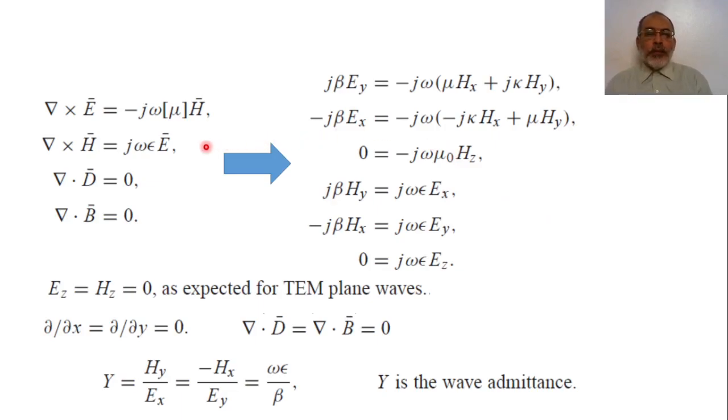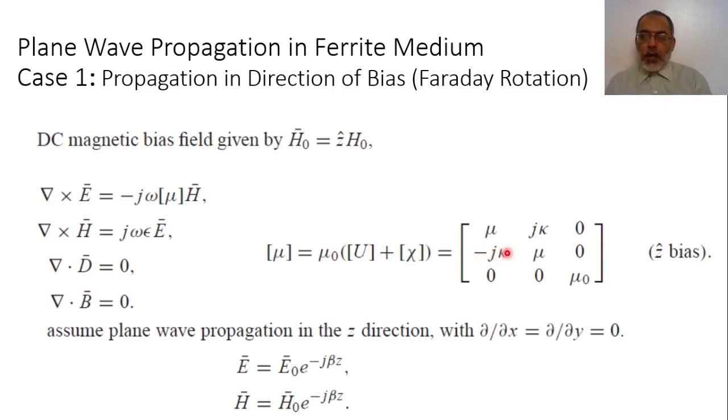In a similar way, the y component would be partial ex by partial z, which is equivalent to minus j beta ex. I have replaced partial by partial z by minus j beta. And the y component, on the other hand, is minus j omega minus j kappa hx plus mu hy. That is, minus j kappa multiplied by hx plus mu multiplied by hy.